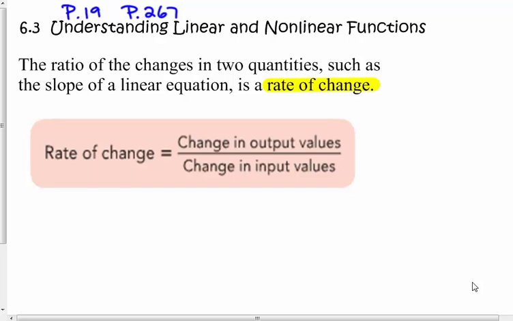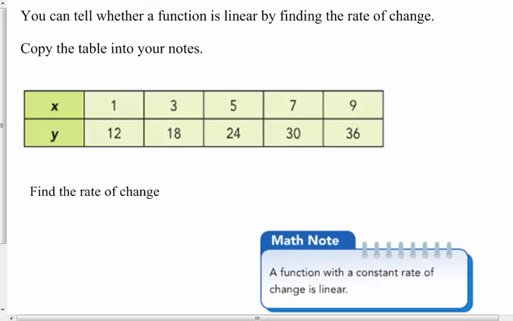The ratio of the changes in two quantities, such as the slope of a line in a linear equation, is the rate of change. Yes, delta y over delta x, that's your rate of change, that's your slope. So the change in the output values, the y's over the x's, is the rate of change. You can tell whether a function is linear by finding the rate of change. Copy the table into your notes.